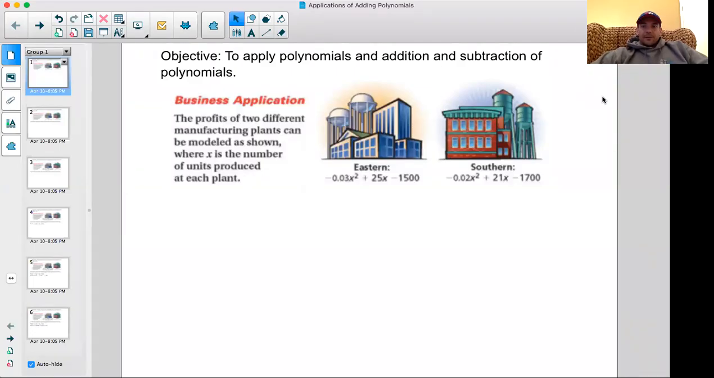All right, so in this video, we're going to take a look at applications of the last three skills we have: evaluating polynomials for a given x value, adding polynomials, and subtracting polynomials. And they're all going to happen within the premise of this example.